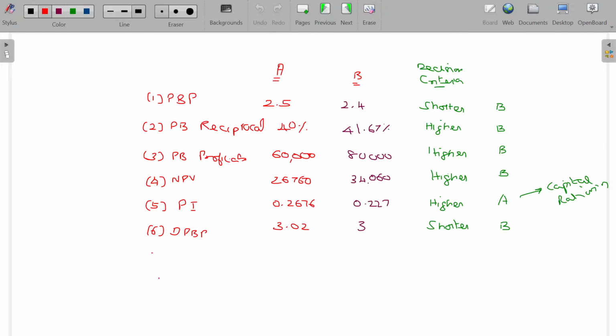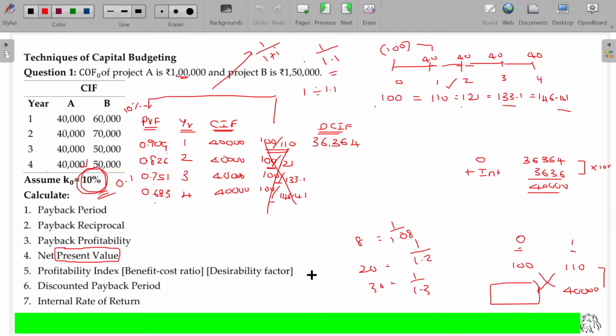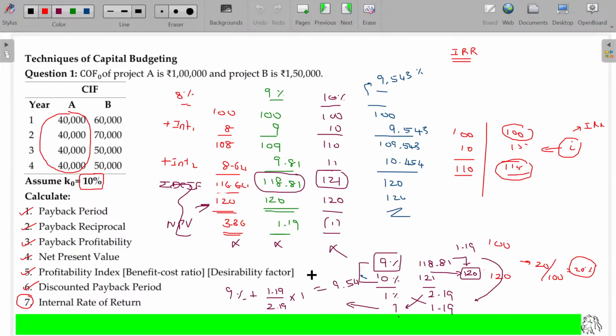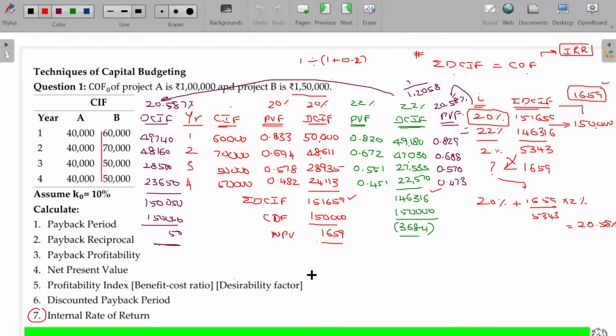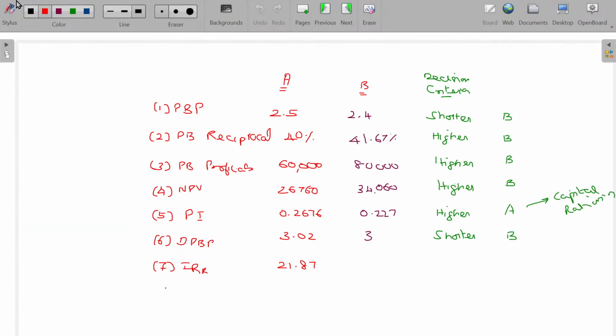last one, seventh one, IRR for A, 21.87 percentage. IRR for B, how much? 20.58. How can you choose higher IRR? If two projects are there, then higher will be taken. If we have only one project, IRR should always be greater than your cost, KO. Okay, clear? IRR should be higher than the cost of capital.